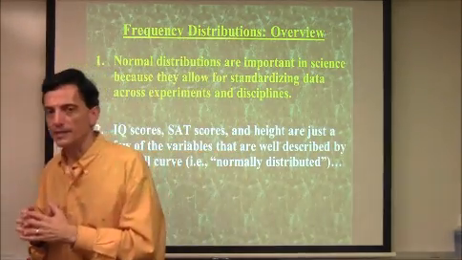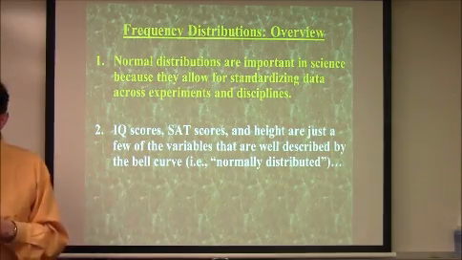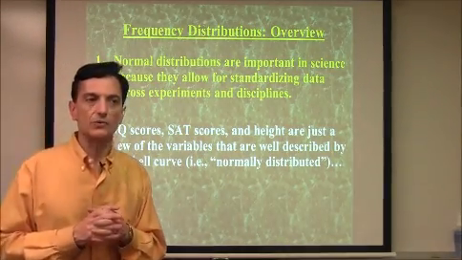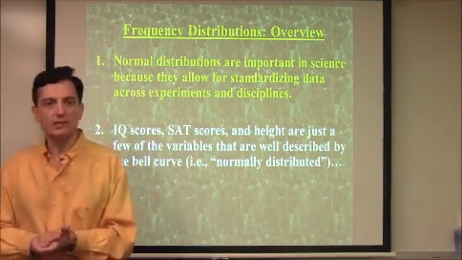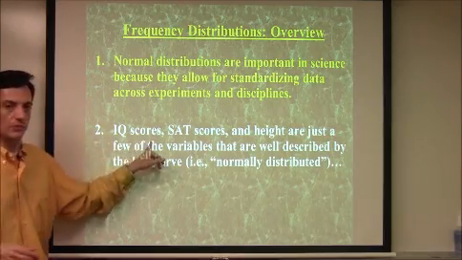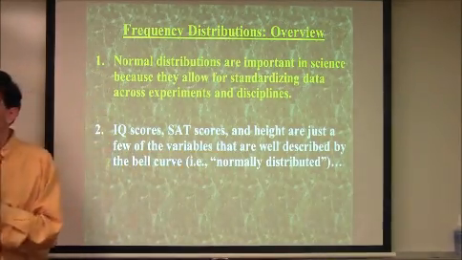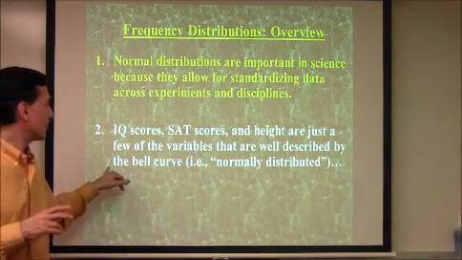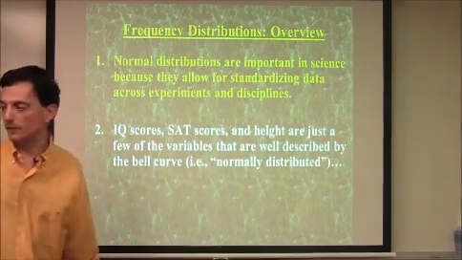Really a very interesting idea that we can use these bell-shaped curves, and as you'll see shortly, we can use z-scores to essentially make apples to oranges comparisons in a way that's really scientifically rigorous. Let's give you some other examples. IQ scores, SAT scores, and height. These are just a few of the variables that are well described by the bell curve. These are said to be normally distributed or Gaussian distributed.